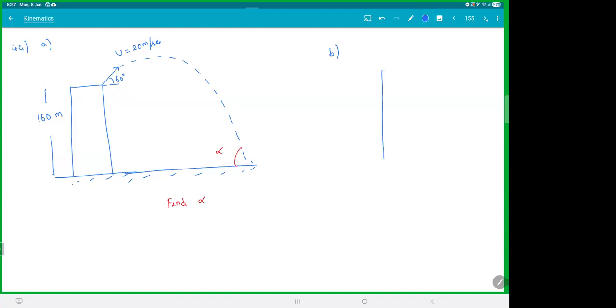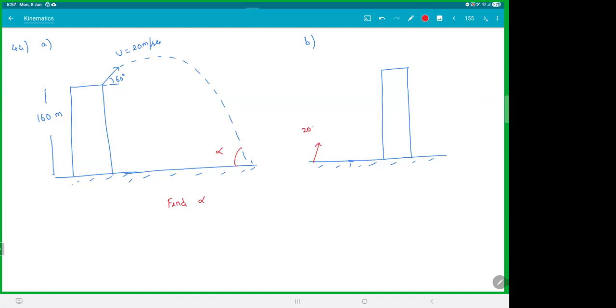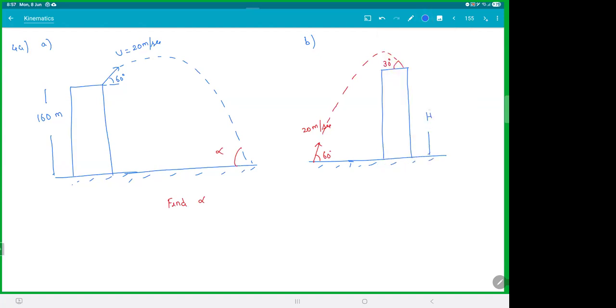B part of the question, we got a building here. Someone threw a particle with 20 meters per second at an angle of 60 degrees. This particle goes and falls on the building and hits at 30 degrees. Find the height of the building. 2 different questions. In the first one I gave you the height, I asked you alpha. In the second case, I gave you alpha and I'm asking you height h.